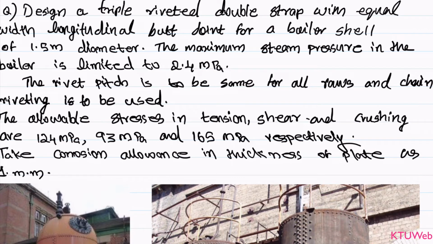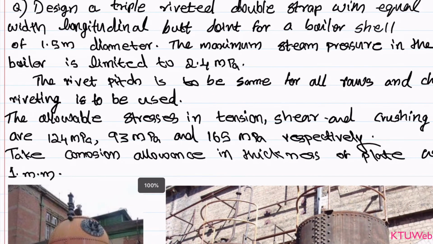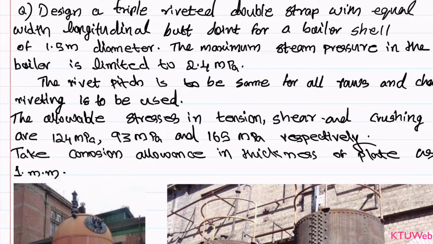Design a triple riveted double strap with equal width longitudinal butt joint for a boiler shell of 1.5 meter diameter. The maximum steam pressure in the boiler is limited to 2.4 megapascal. The rivet pitch is to be the same for all rows and all are chain riveted. The allowable stresses in tension, shear, and crushing are given as 124, 93, and 165 megapascal respectively. Take a corrosion allowance in the thickness of the plate as 1 mm.